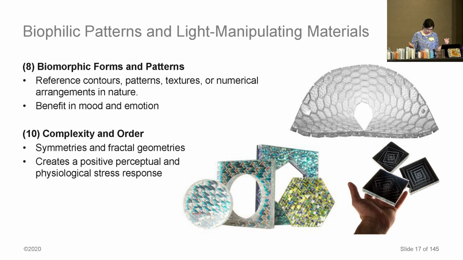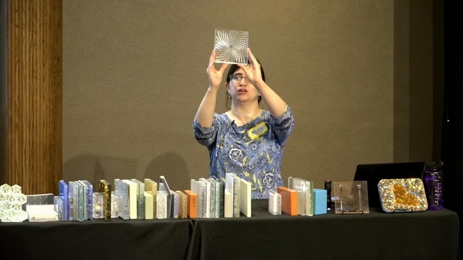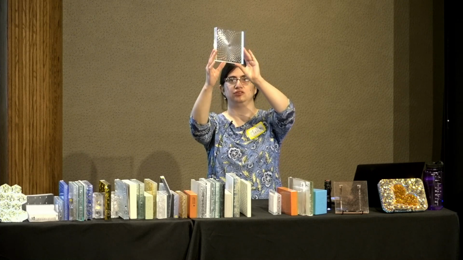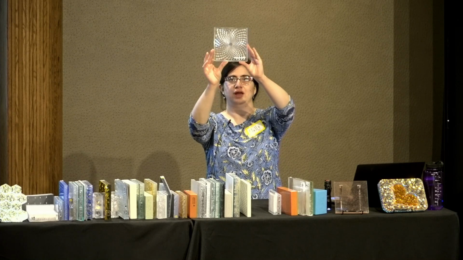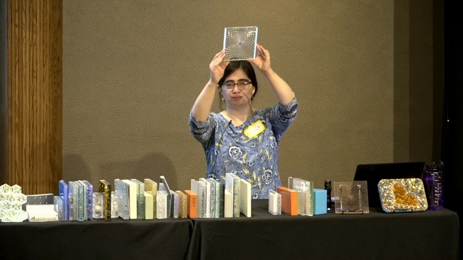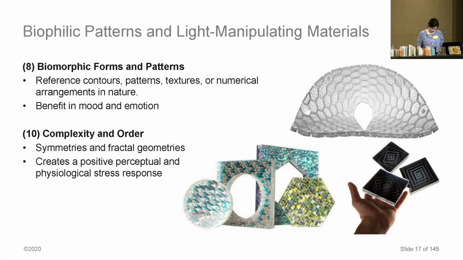Related to that is complexity and order, the idea about symmetry that you see in nature, fractals. This one is actually a Fibonacci sequence, a spiral based off of the Fibonacci numbers. And you see that in things like nautilus shells, sunflower seeds will grow like this, and so forth. And that gives you a positive physiological stress response.